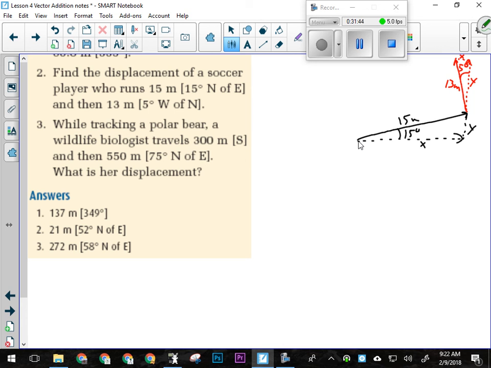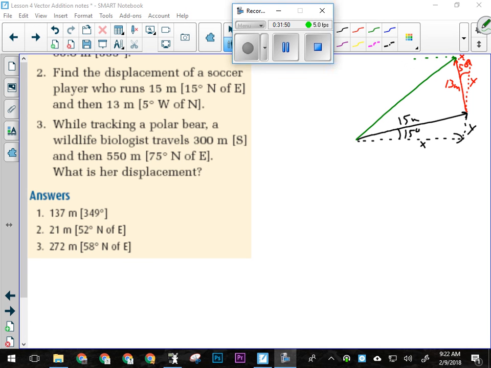My resultant then would go like this. I could draw its triangle this way, or I could do it that way. I don't want to overwrite what I've already drawn, so I'm drawing it on the other side. Either way would work. So here's my unknown angle. There's my total displacement. Here's y. Here's x. So that's what your diagram should look like for that question.